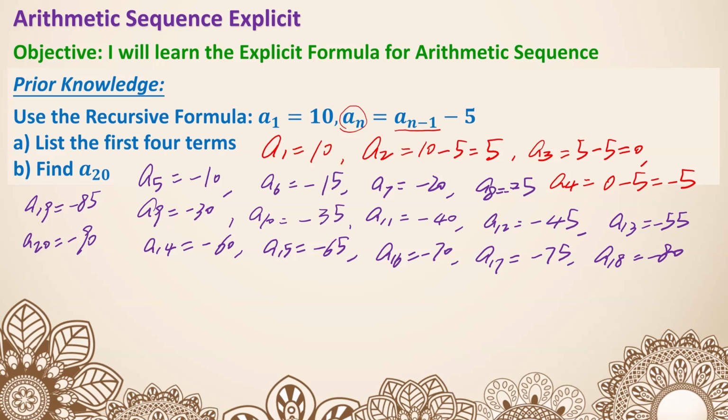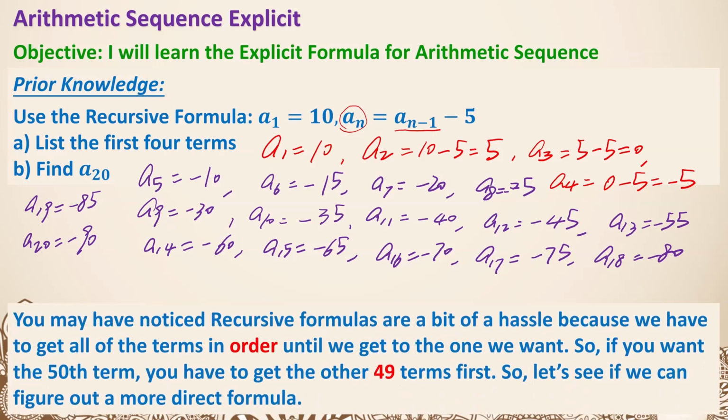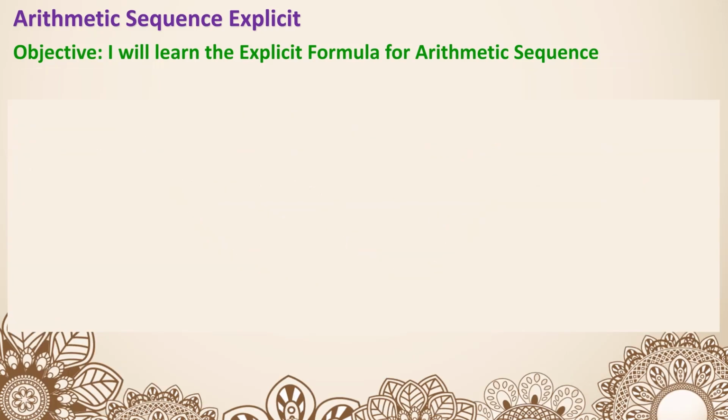There you go. So that's how we can use the recursive formula to find a sub 20, which is quite a process. So you may have noticed that recursive formulas are a bit of a hassle because we have to get all of the terms in order to find the one we need. So if you actually want to find the 50th term, you have to get the other 49 terms first, which is not very efficient. So let's try to use a more direct way to find the term that we want.